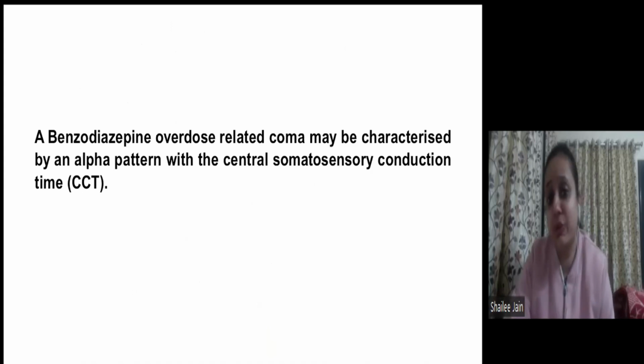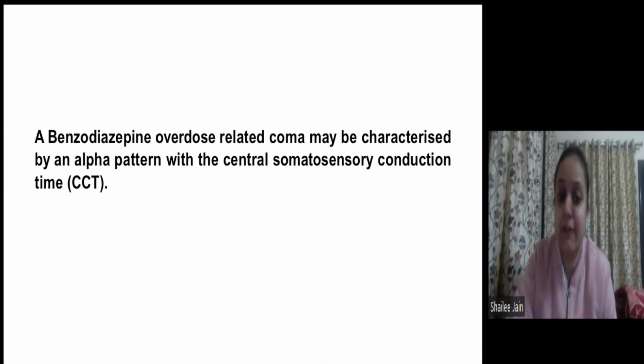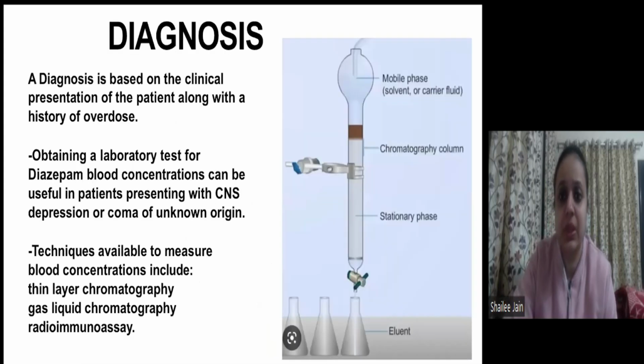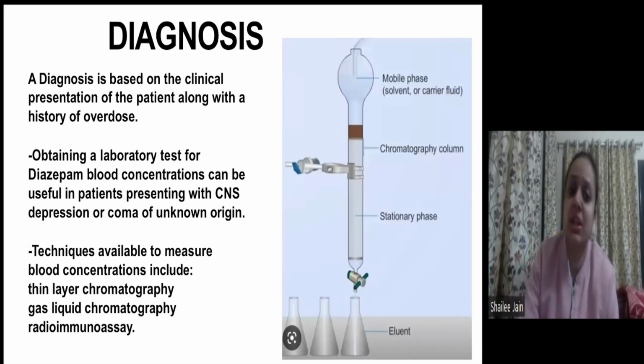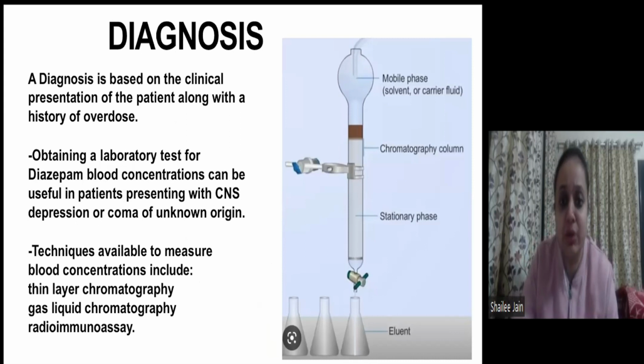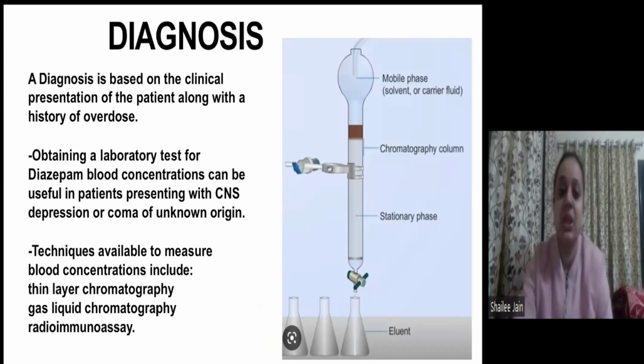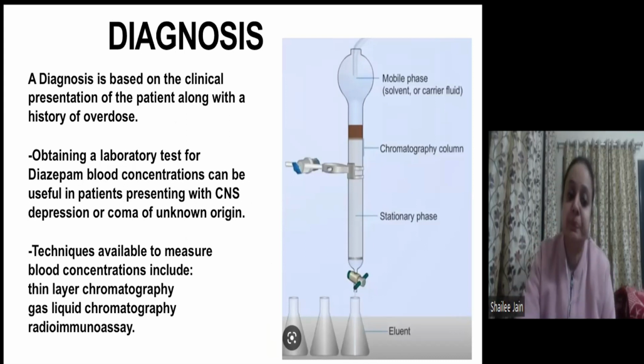A benzodiazepine overdose-related coma may be characterized by an alpha pattern in EEG. How do we diagnose? It's basically a clinical diagnosis. The patient will come to us with a history of overdose. Obtaining a lab test for diazepam blood concentrations can be useful in patients presenting with CNS depression or coma of unknown origin. Basically, we have to send lab tests to see the level of diazepam in the blood. So what techniques do we use? We use thin layer chromatography, gas liquid chromatography, or radioimmunoassay.